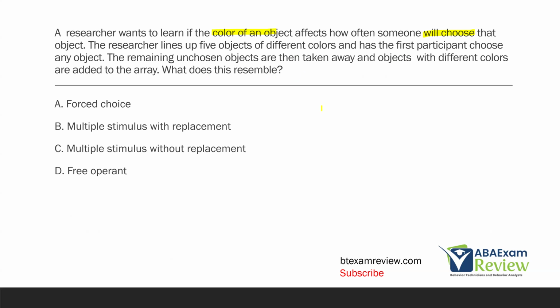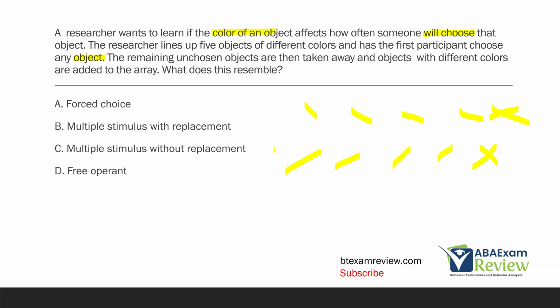So let's just draw it out. If we have 5 objects and just assume they're all different colors, and this is the object that is chosen, right? So we have 5 objects and we choose an object. What happens with these other objects? Well, they're taken away and replaced by something different, while the other one remains.